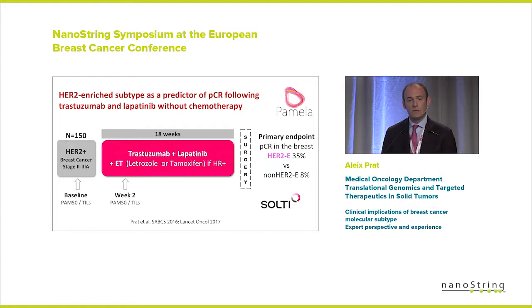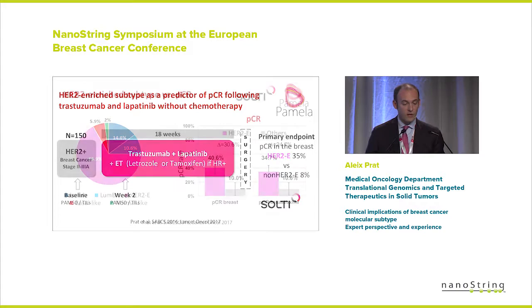Patients did receive endocrine therapy if the tumor was hormone receptor positive. Surgery was performed, and the study was powered to test a hypothesis that the HER2-enriched would achieve the highest PCR rate, because we thought these are the group that are more HER2 addicted, whereas in the non-HER2-enriched, the PCR rates would be less than 10%, with a delta of 27%. So the trial was reported.